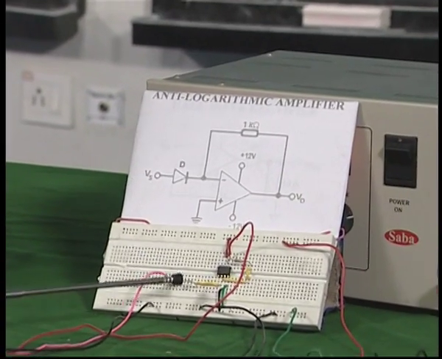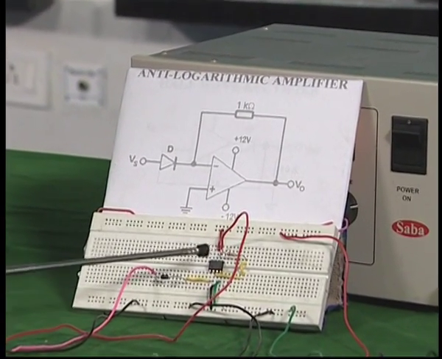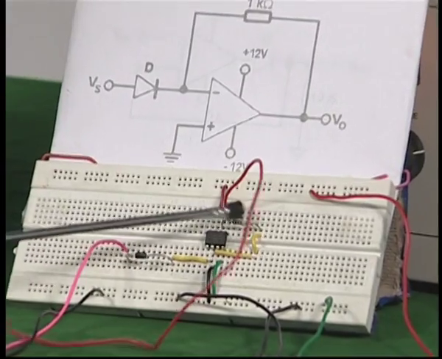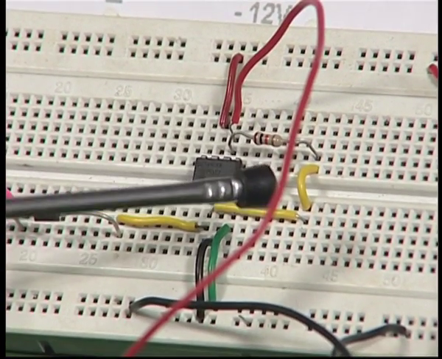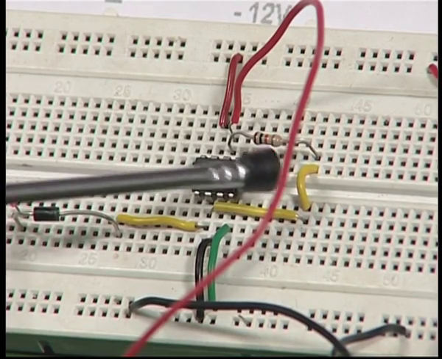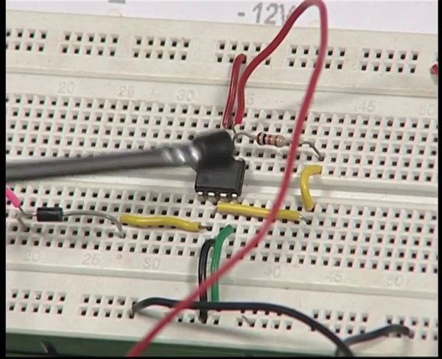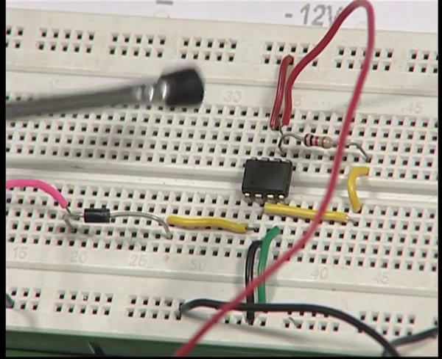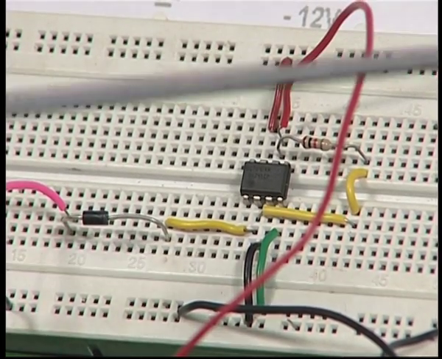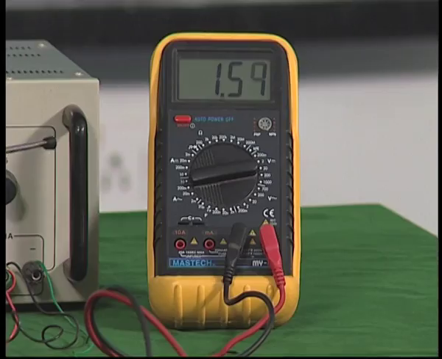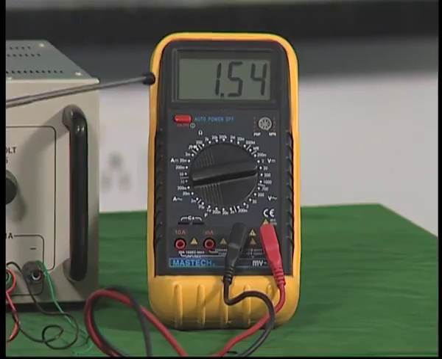You can see the circuit here. The diode is at the input circuit, and this is the op amp. And in the feedback, I have got the 1K resistor. From the color code, you can see brown, black, red. This is a 1K resistor. So this is a very simple circuit. And now the output is connected from pin number 6 to a multimeter. As you can see, the multimeter now reads 1.55 or so volts when I give 100 millivolts.